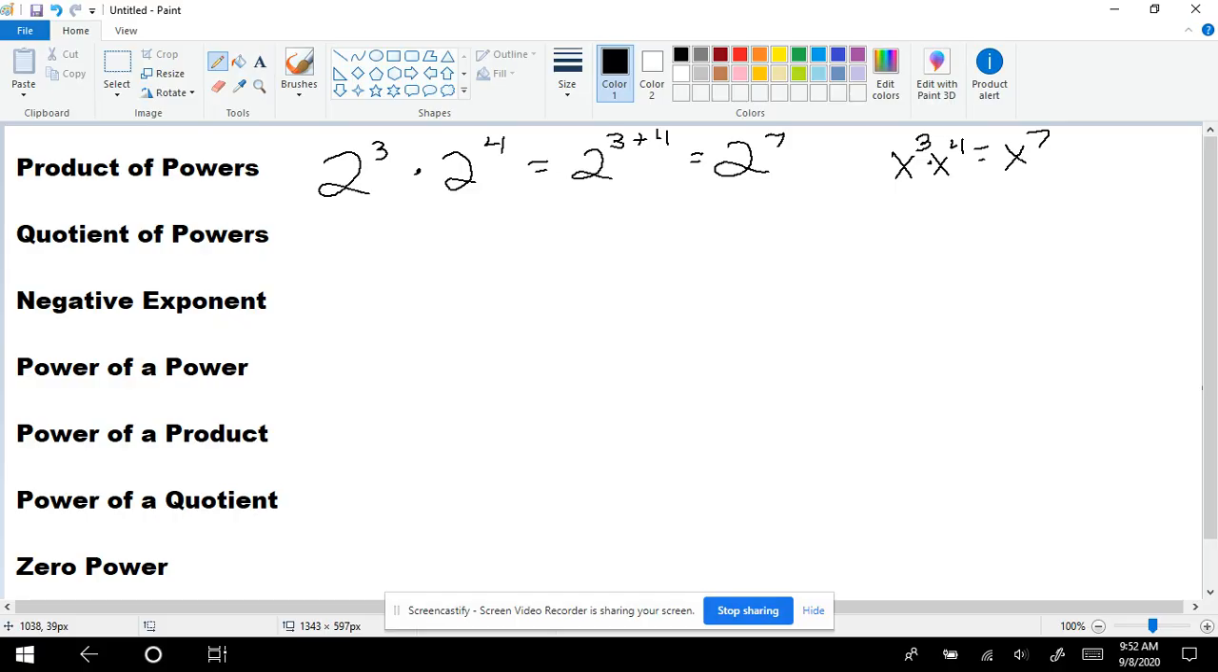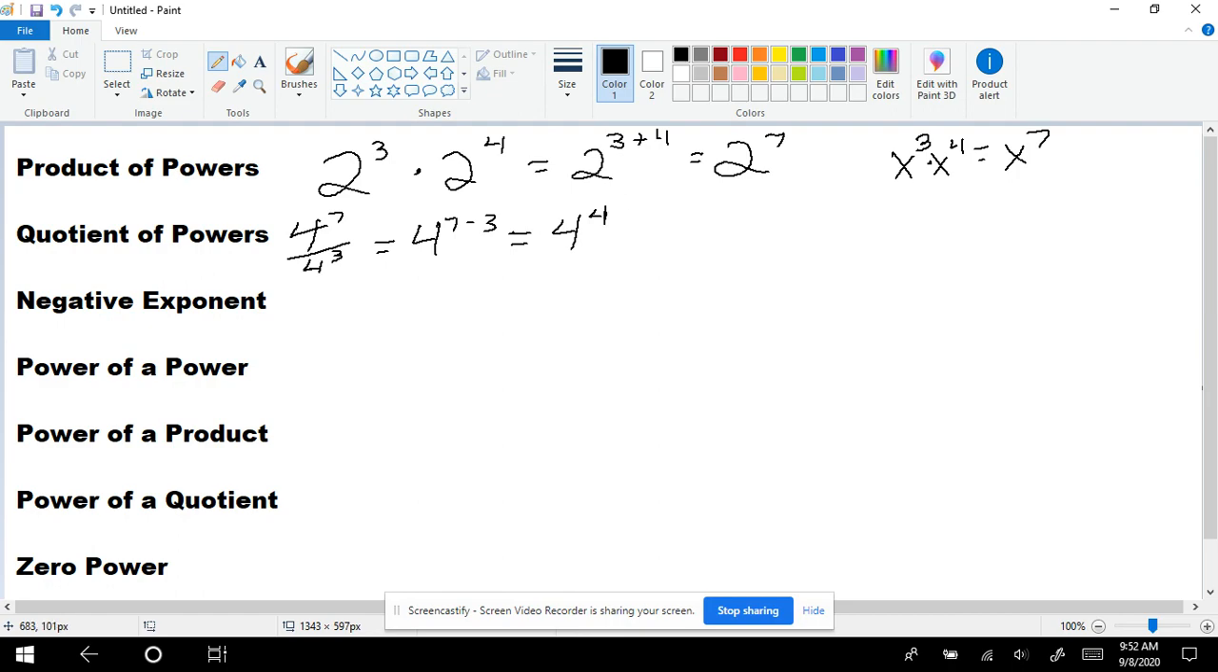All right, now the next one is called the quotient of powers. So as long as these have the same base, and quotient means division. Let's say we have 4 to the 7th over 4 to the third. That's going to be where we subtract exponents, so top exponent minus the bottom exponent. So we're going to write the base, and then the top exponent minus the bottom denominator exponent, and we will get 4 to the fourth.